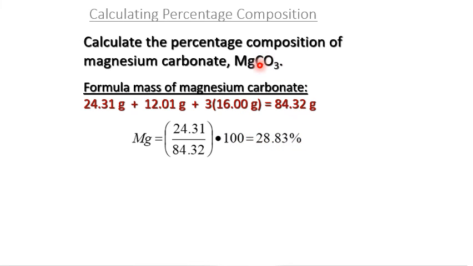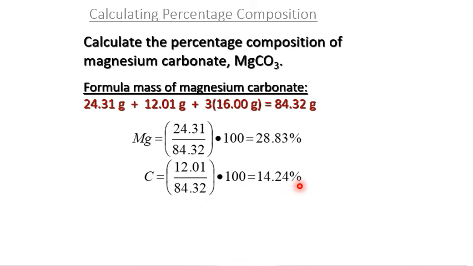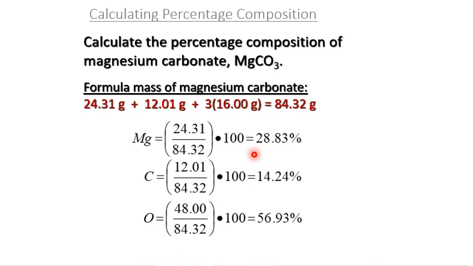So what if we wanted to find the percentage of carbon? Again, we would put the mass of carbon over the total mass, which is 84.32, multiplied by 100. And that gives us 14.24. What if we wanted to know how much oxygen was present? Same thing again: the mass of oxygen, which is 48, over 84.32 times 100. That's it.